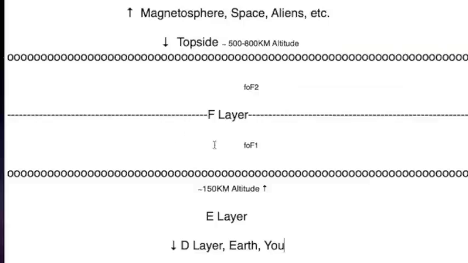And for obvious reasons, the foF1 value is very important as well, because the foF2 critical value is the highest that they can propagate, but anything lower than the foF1 critical value is not going to get to the F2 critical layer. It's going to bounce off the bottom part of the F layer, and it's not going to propagate properly back down to the Earth.